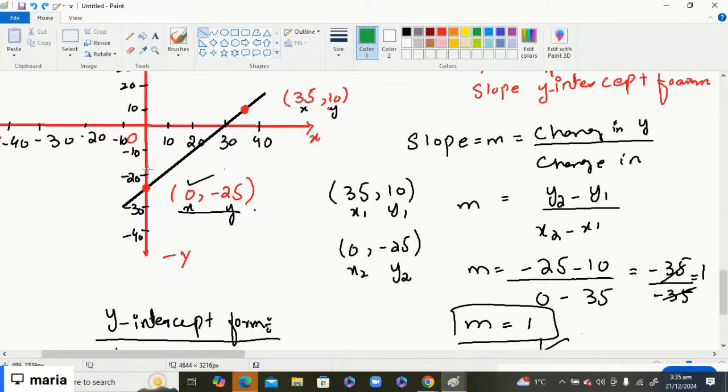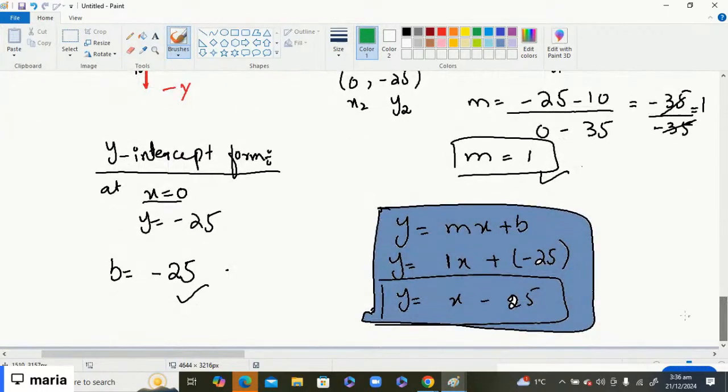So let's see it here. For example, okay, here is the first point I'm going to take, that is 0 and minus 15. And the second point we are just going to take, that is here 30 and 10.